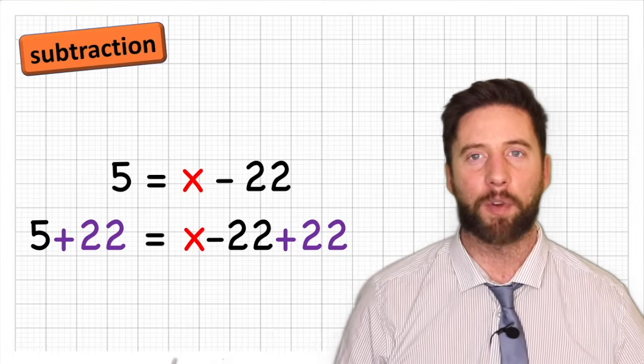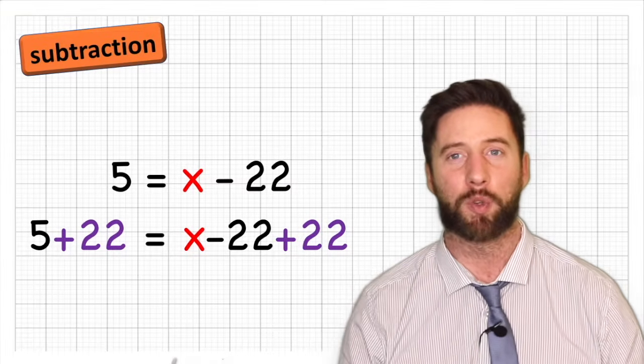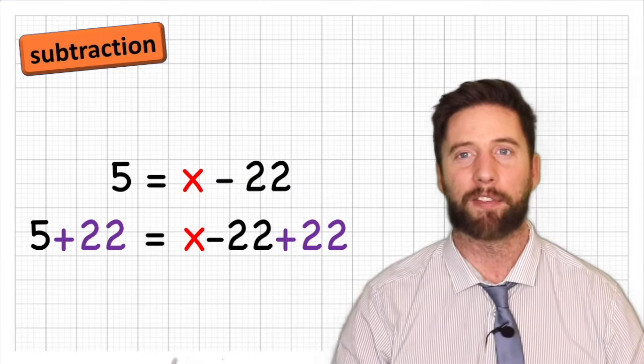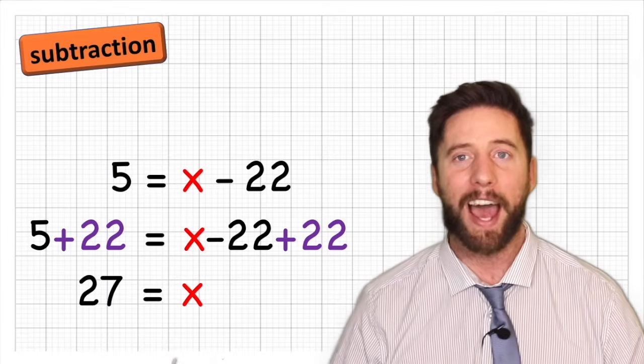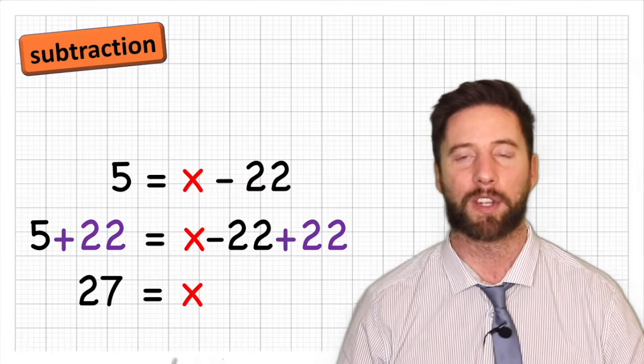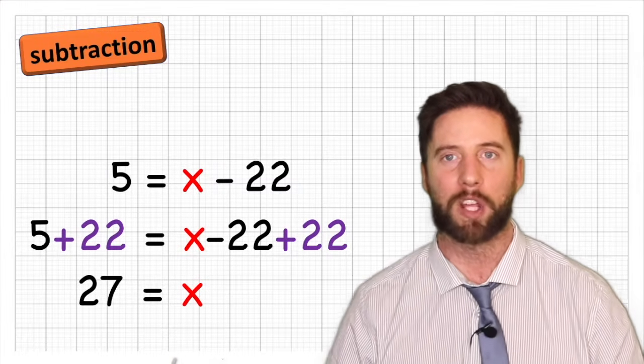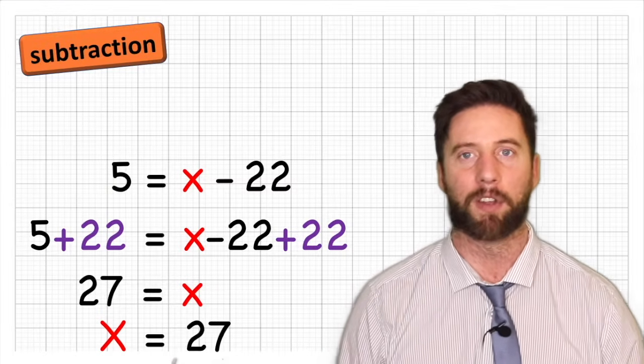Therefore, when we start to solve it, we can see that 5 added to 22 is 27. 27 equals x, and the negative 22 and the add 22 cancel each other out. Therefore, 27 equals x, or x equals 27. Great, we are getting good at this. Okay, now we are getting really good.